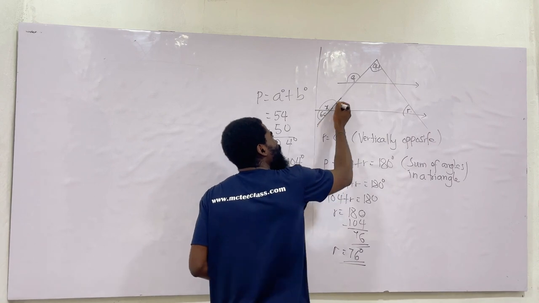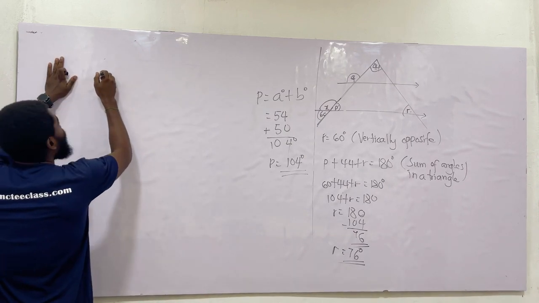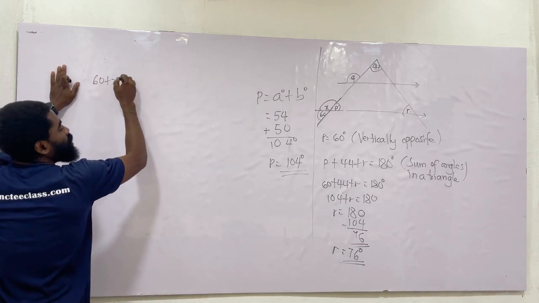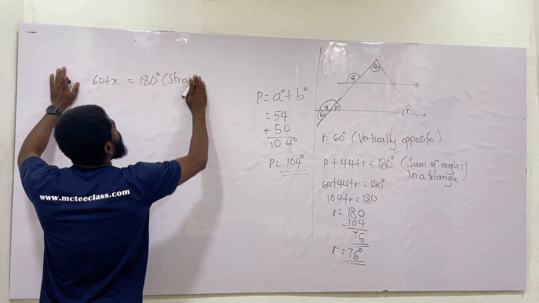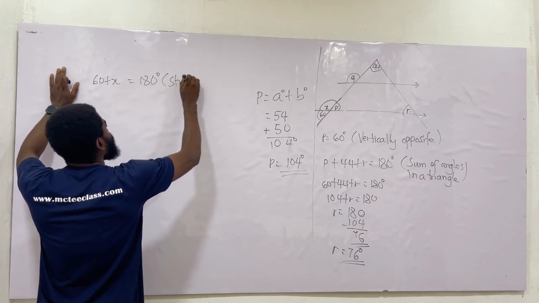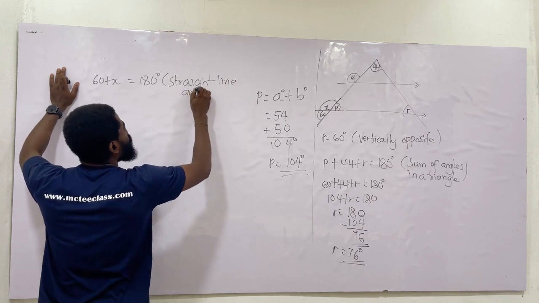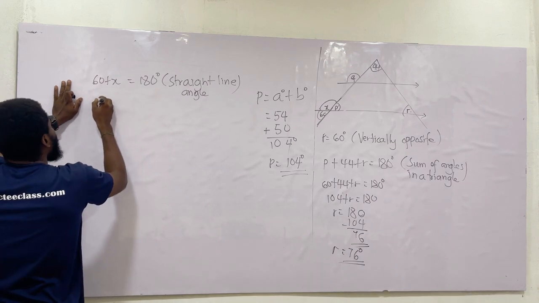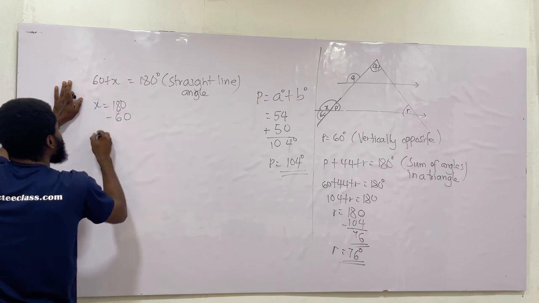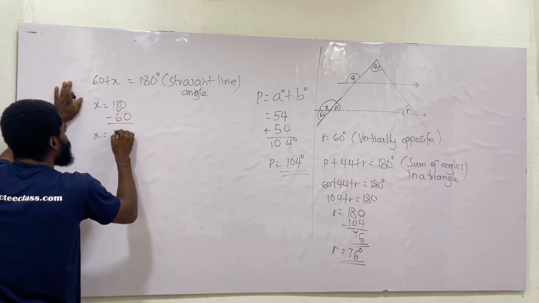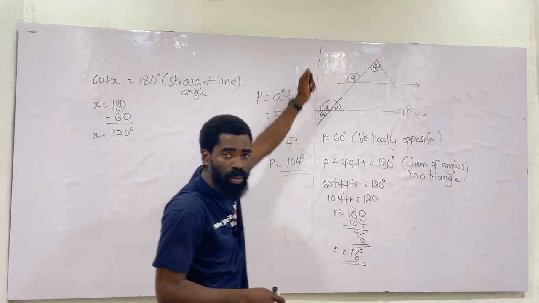This is a straight line. Then there's an angle on it. So angles on a straight line should sum up to 180. Therefore, I'll say 60 plus x equals 180 degrees. These are angles on a straight line. Okay, so let's go. So angle x should be equal to 180 minus 60 degrees. So x should be equal to 120 degrees. Good.